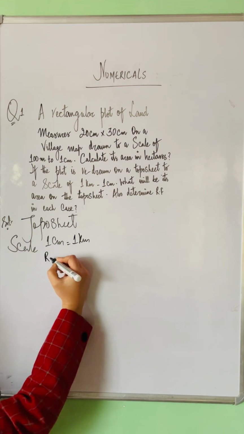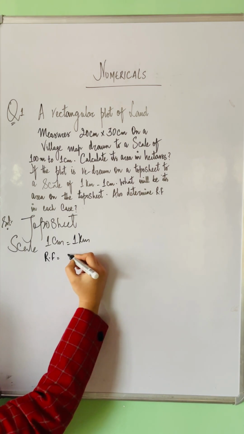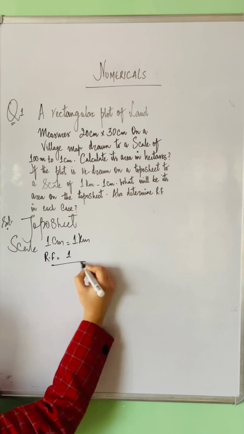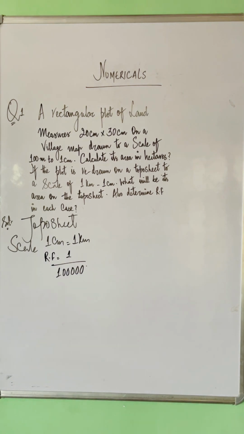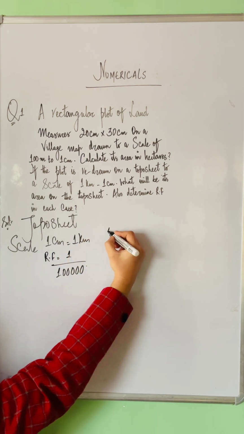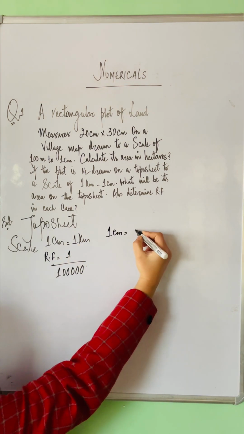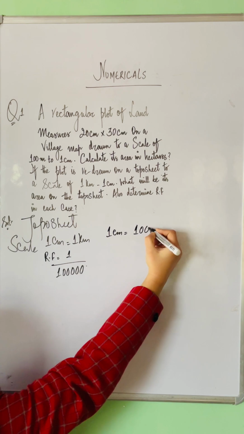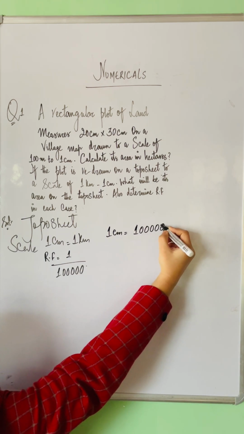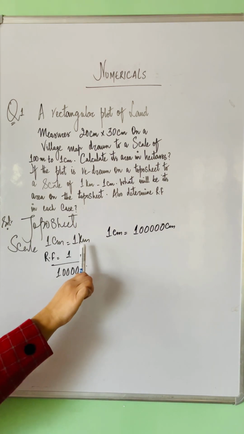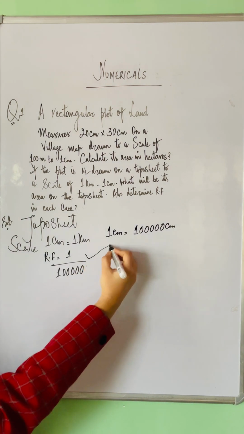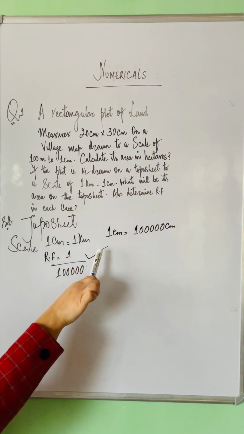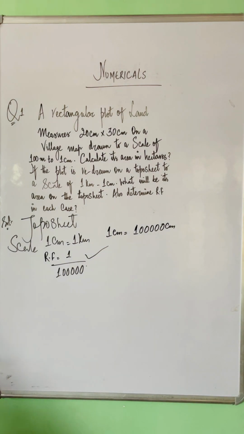Representative fraction will be 1 by, right? This will be the representative fraction because 1 centimeter represents this much centimeters on the ground. So RF will be this. So we have determined RF in the first case as well as RF in the second case.